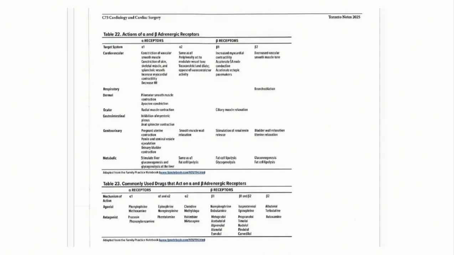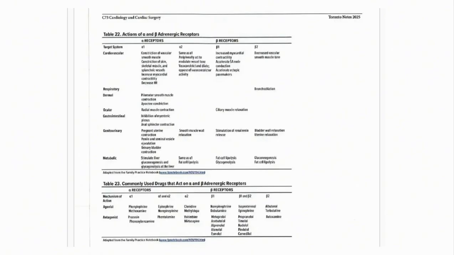Alpha-1 is vasoconstriction, mydriasis, urinary sphincter contraction. Alpha-2 decreases sympathetic outflow. Clonidine and methyldopa are alpha-2 agonists. Beta-1, one heart, raises heart rate, contractility, and renin release. Beta-2, two lungs, causes bronchodilation, vasodilation, uterine relaxation, and bladder relaxation.